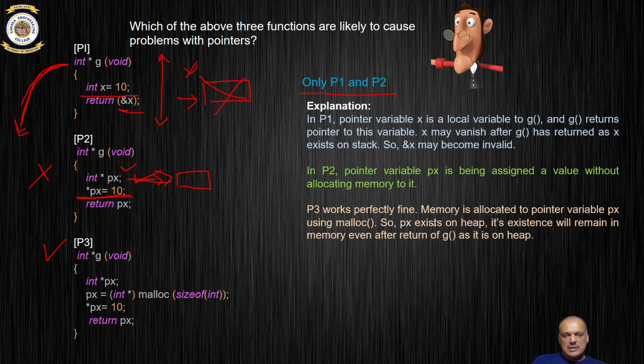Whereas P3 is perfectly fine. I allocate a memory, then I store the address of it and return the address. This has a scope beyond the scope of this function, because it is in the heap. Even after the program exits from this, all the static variables go out of scope, whereas the dynamic variable, these memories are still in scope. So I am returning the address of this memory, which is still valid. It is not deallocated, it is not freed.